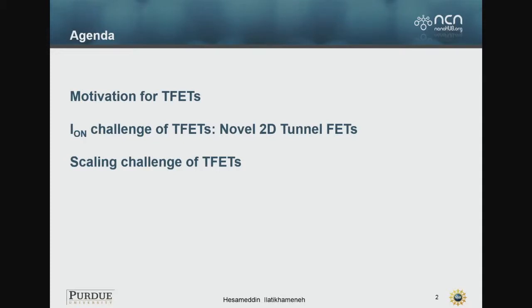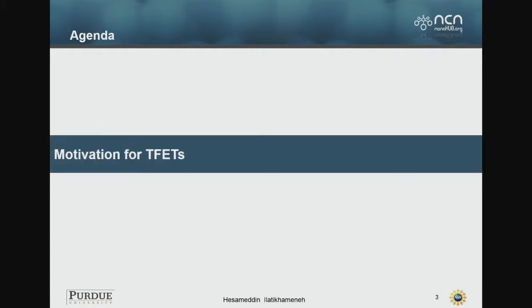So the outline of my talk is that I'm going to motivate the 2D tunnel FETs, and I'm going to talk about challenges, the on-current challenge and the scaling challenge of these tunnel FETs.